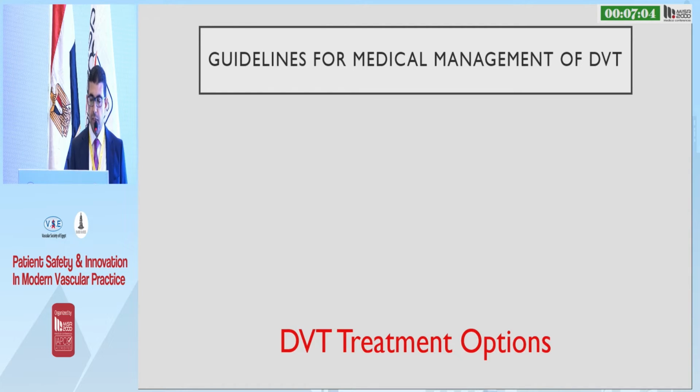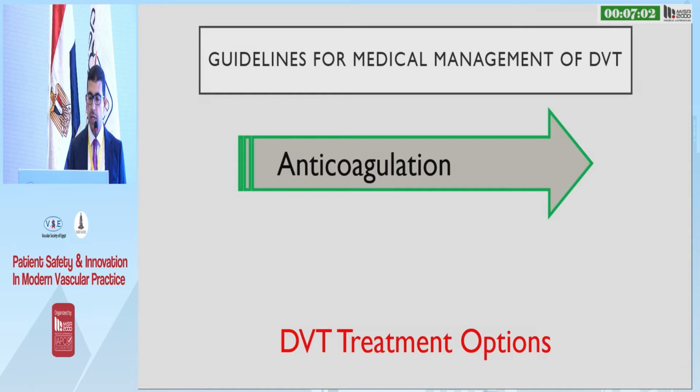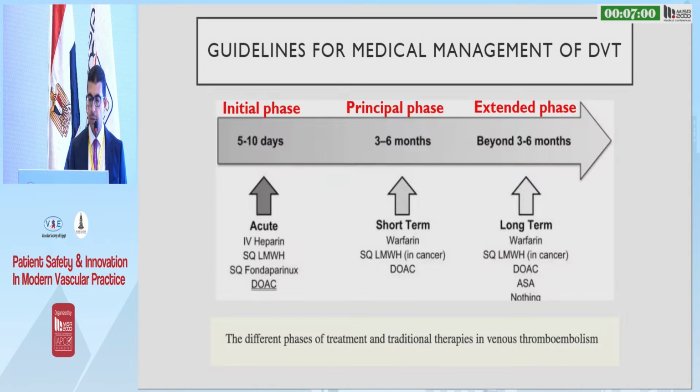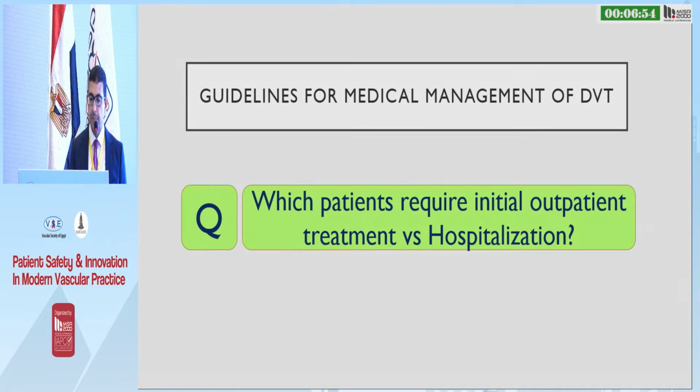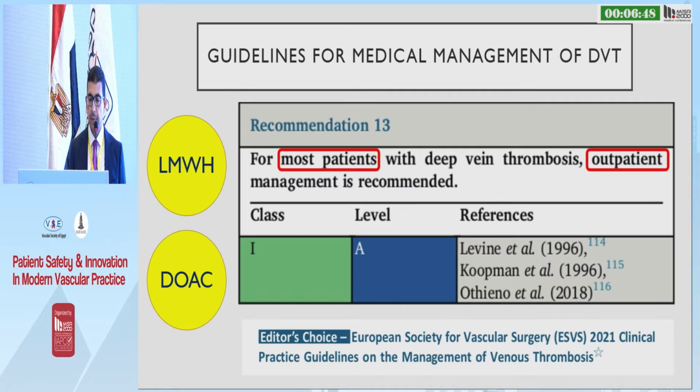We all know that the DVT treatment options include anticoagulation and early thrombus removal. The anticoagulation has three phases: initial phase, principal phase, and extended treatment phase. Answering the first question, which patients require initial outpatient treatment versus hospitalization?